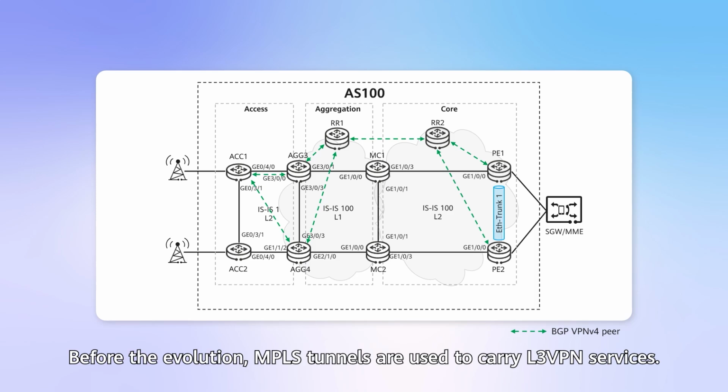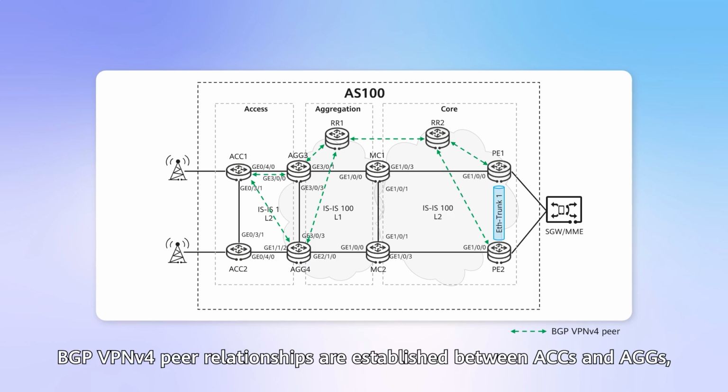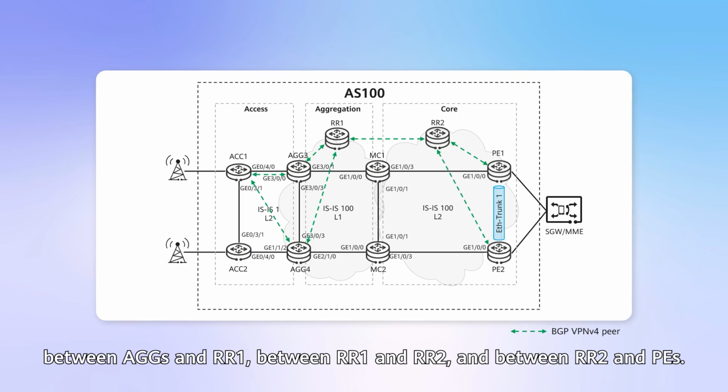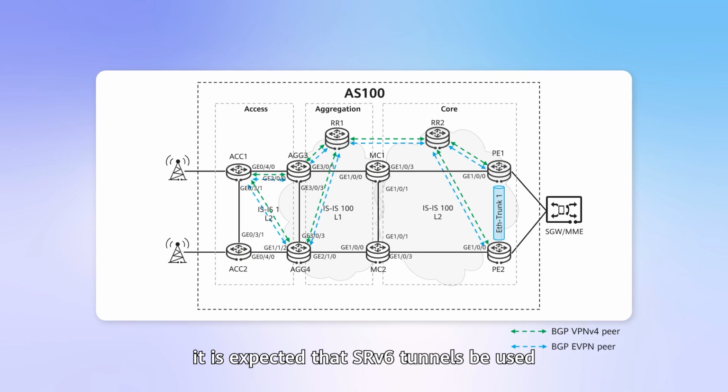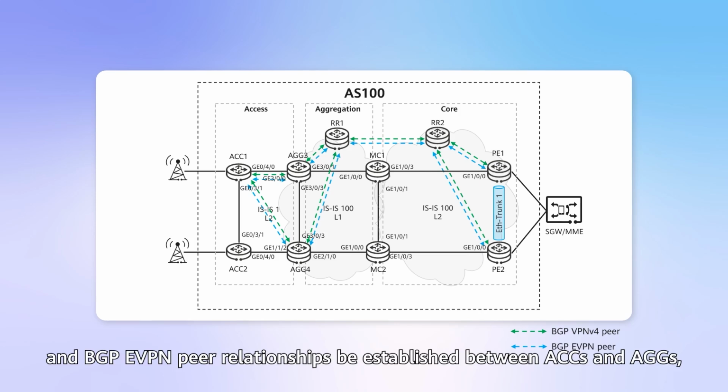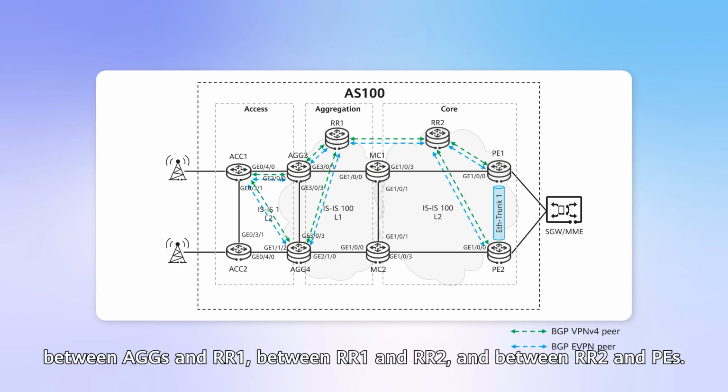Before the evolution, MPLS tunnels are used to carry L3 VPN services. BGP VPNv4 peer relationships are established between ACCs and AGGs, between AGGs and RR1, between RR1 and RR2, and between RR2 and PEs. After the evolution, it is expected that SRv6 tunnels be used to carry eVPN L3VPN private line services, and BGP EVPN peer relationships be established between ACCs and AGGs, between AGGs and RR1, between RR1 and RR2, and between RR2 and PEs.